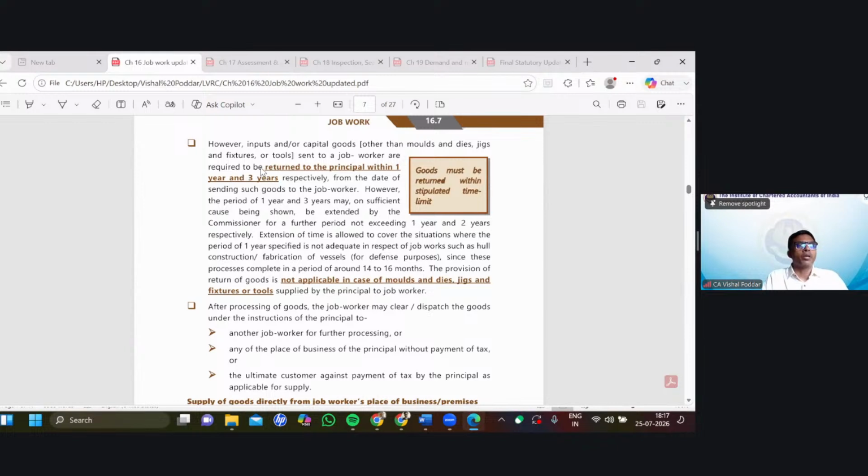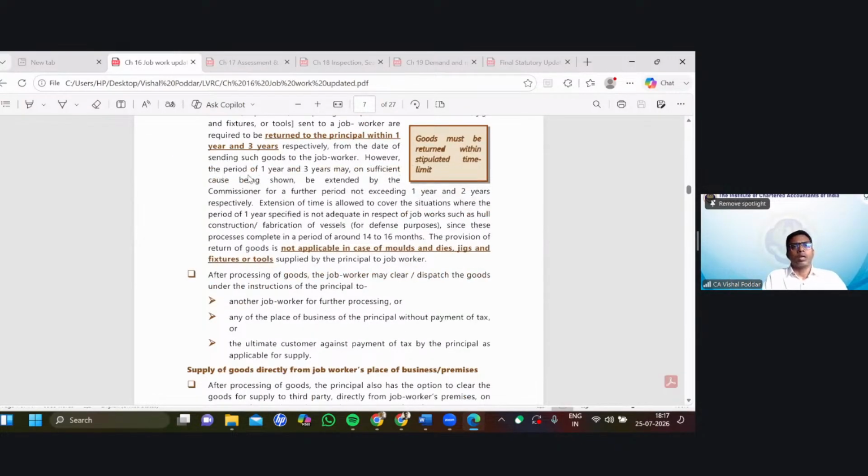What is that time limit? They should be returned to the principal within 1 year for inputs, and within 3 years for capital goods. From the date I have sent the goods to the job worker for carrying out the job work, the job worker should return them to me within 1 year if they are inputs. And if I have sent capital goods to be used in the job working manufacturing process, they have to be returned within 3 years.